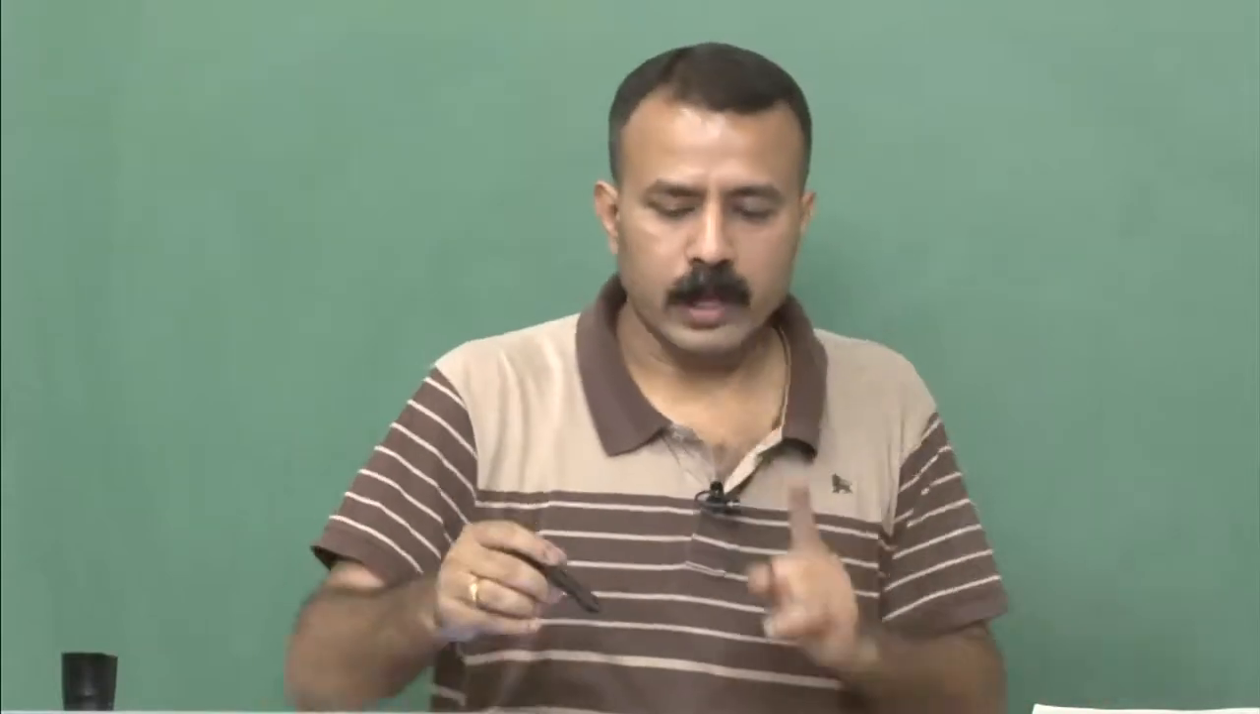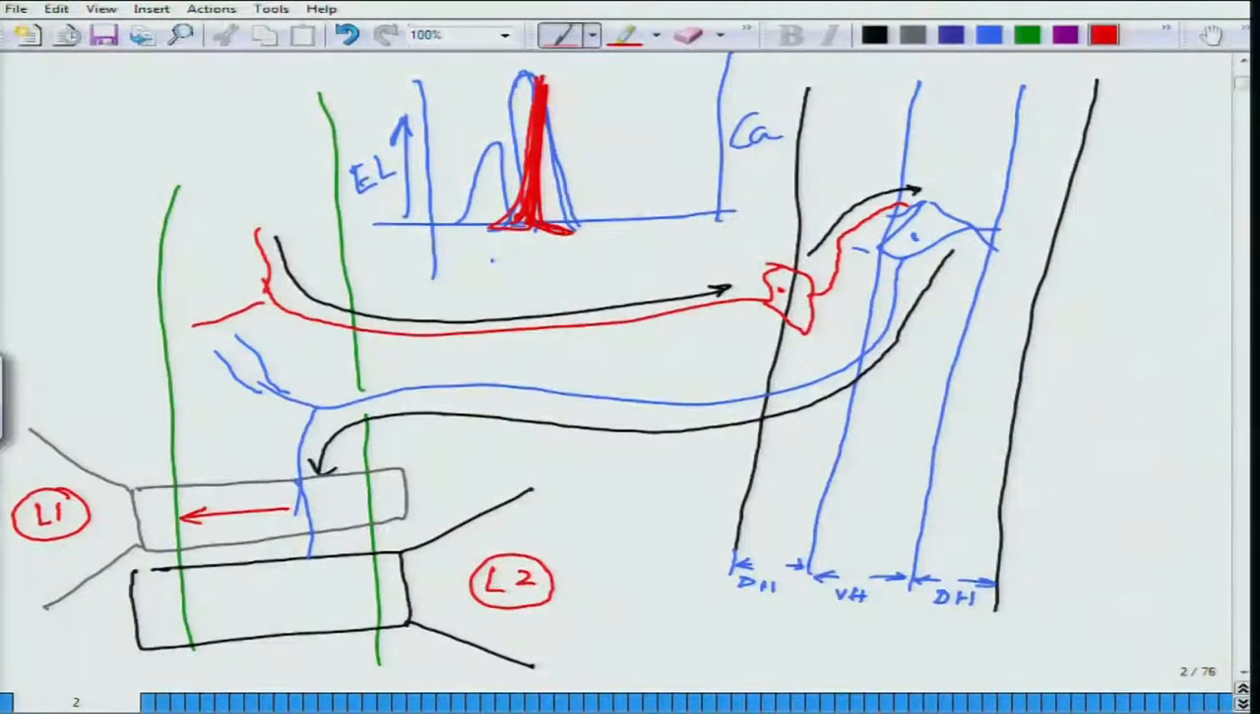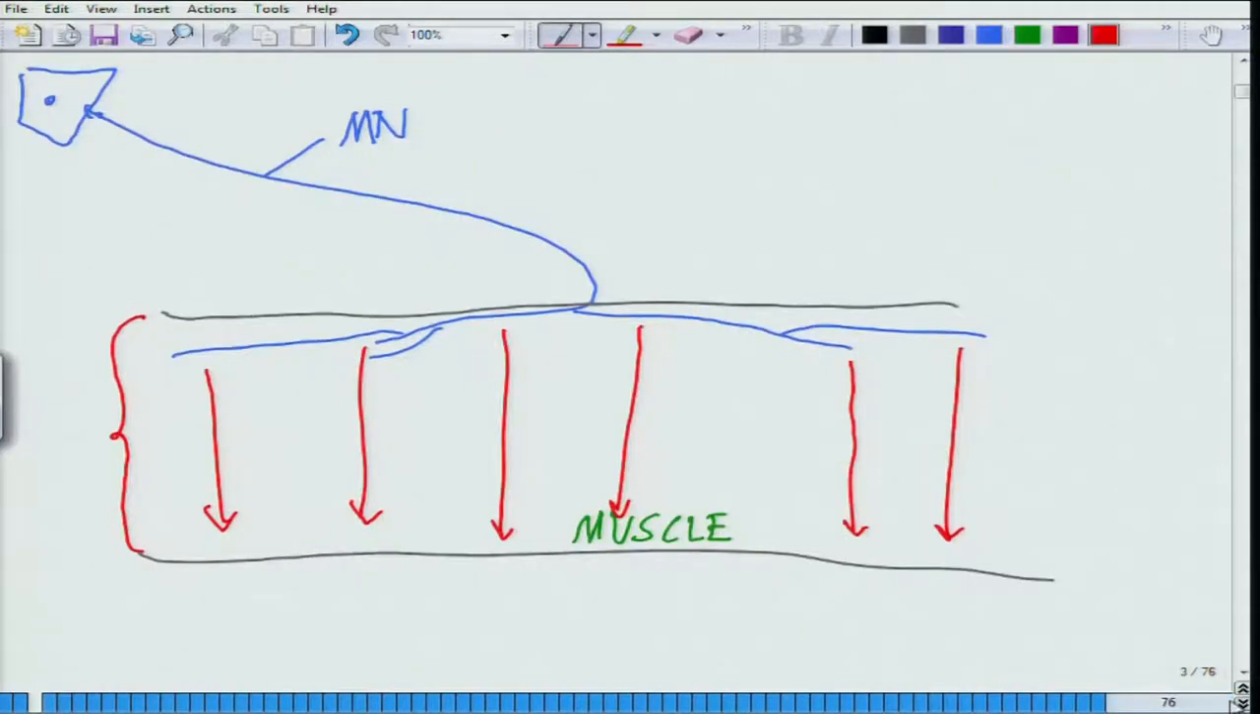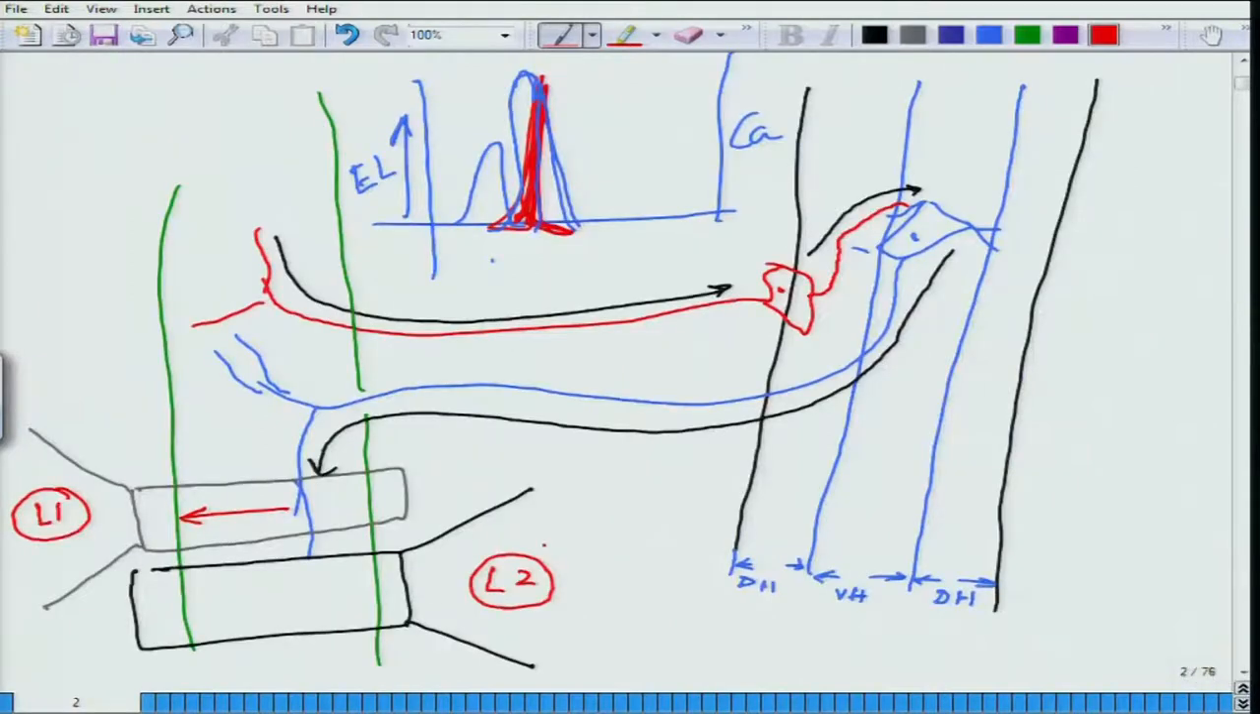Okay. So, what this spike actually leads to, and how this spike has some role to play in electrical to mechanical transduction, is what we are going to discuss in part 2 of this, which is essentially L2. L1 we have understood now, okay, this is what is happening.